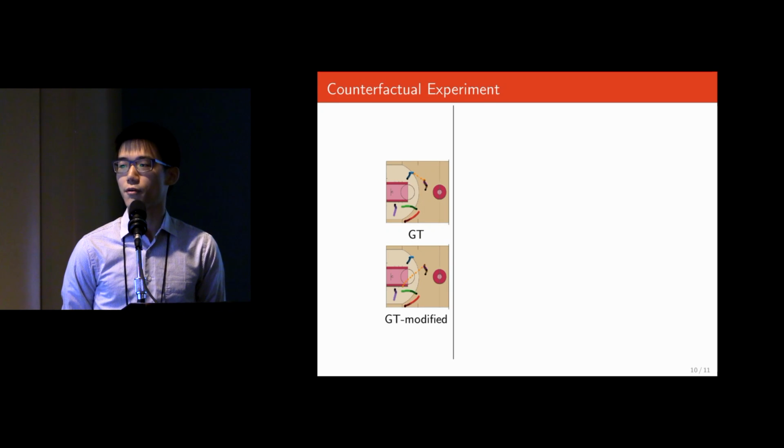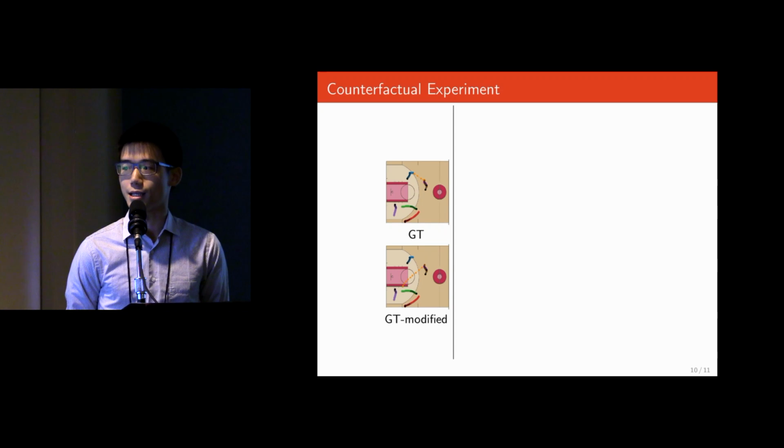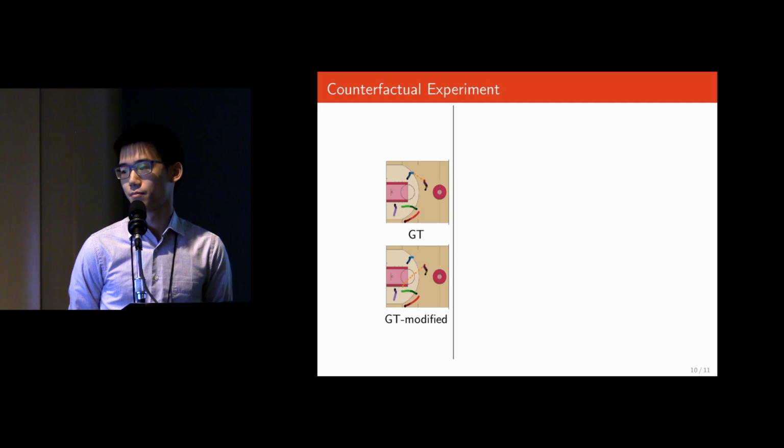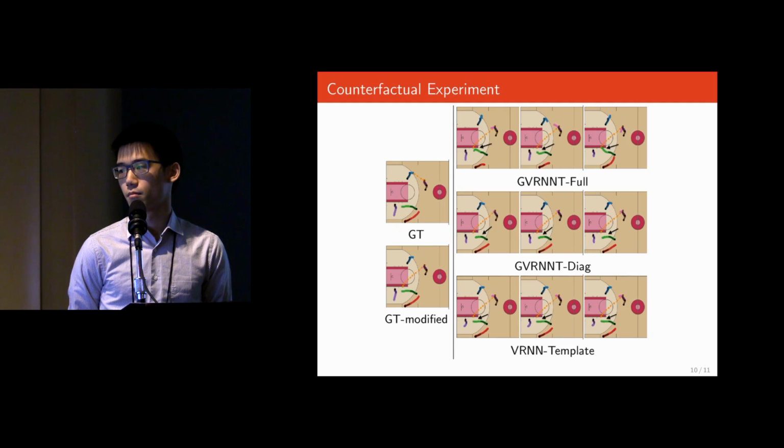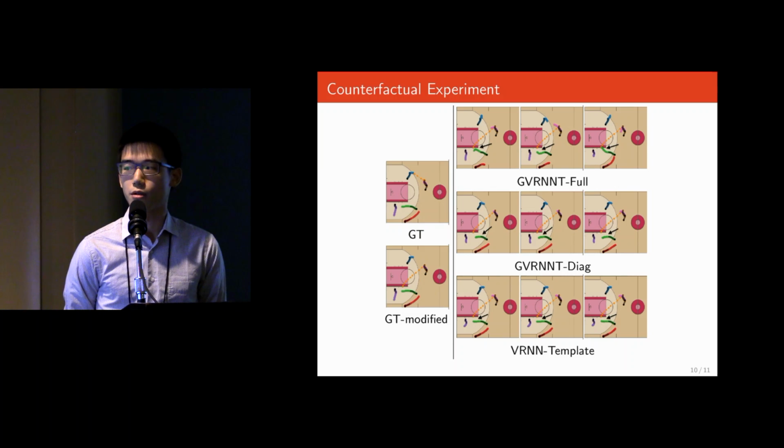Here we show a counterfactual experiment. We want to know what will happen if player A passed the ball to B instead of C. Therefore, we modify the ground truth trajectory of the ball and observe which of the predictions change. Here, each of the columns is a generated prediction from the corresponding model. Observe that the player reacts more significantly to the change in the ball trajectory for our proposed GVRNN.